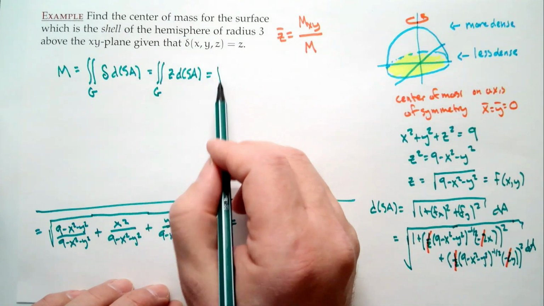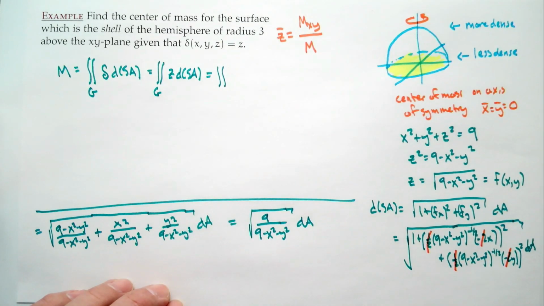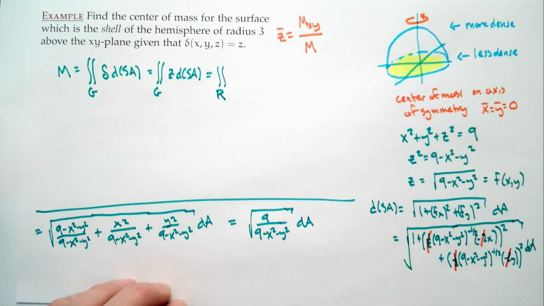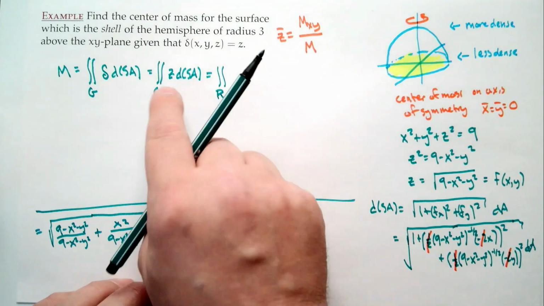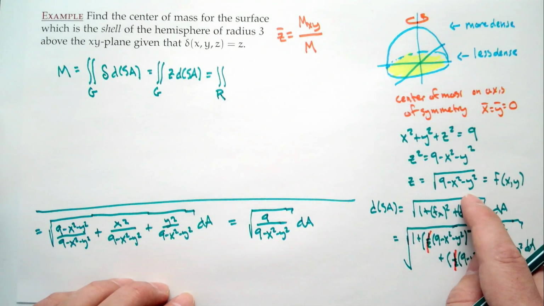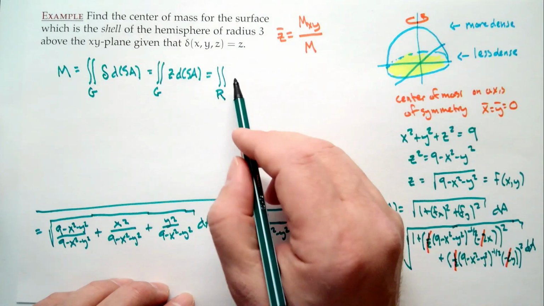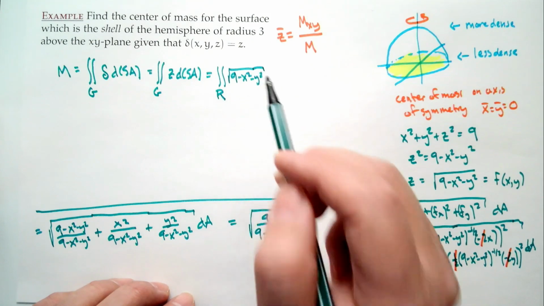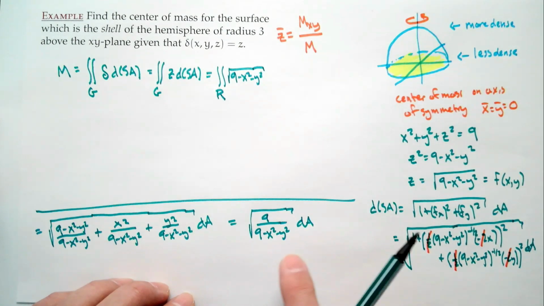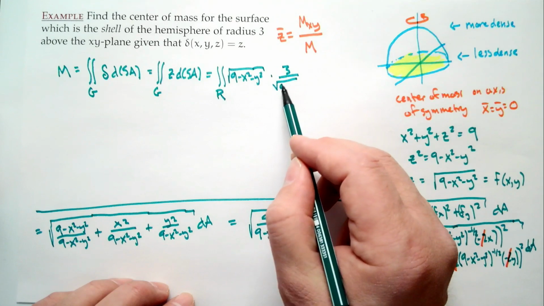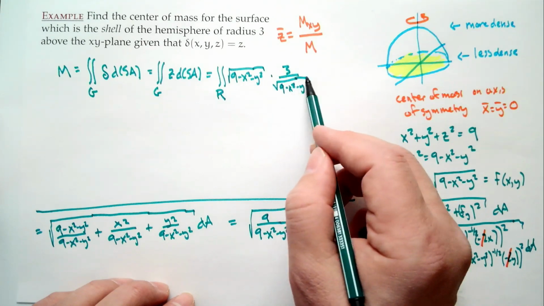So this becomes the integral. Now I'm going to go into our region R. It's the integral over our region R of what? Well, our z we have to replace in terms of x and y. But that's easy, because we have z in terms of x and y. So that becomes the square root of 9 minus x squared minus y squared. So there's our z. Our dS comes here. I can actually simplify that. That's 3 over the square root of 9 minus x squared minus y squared.